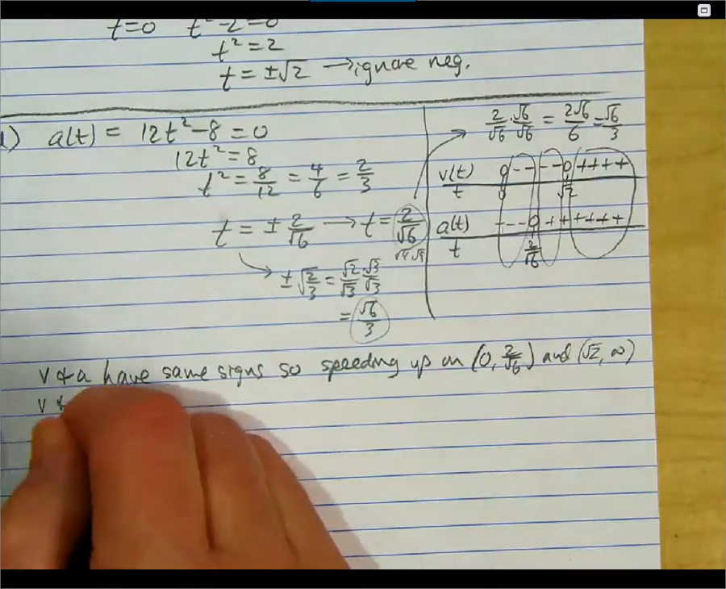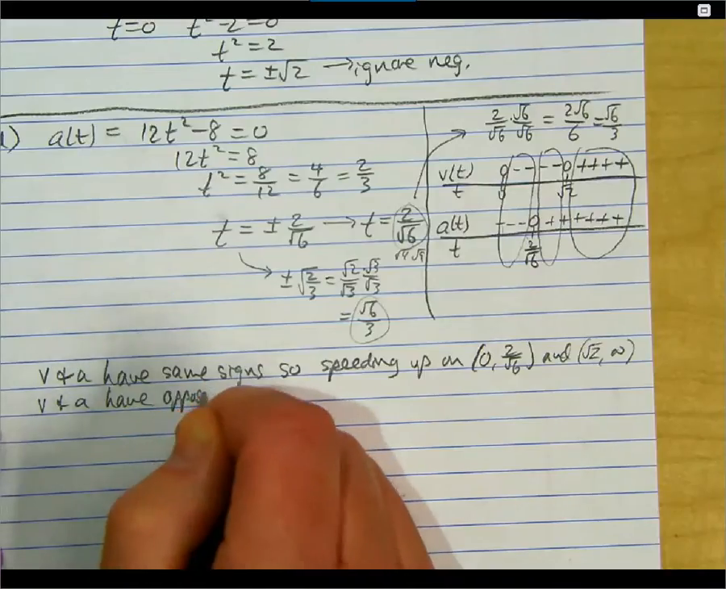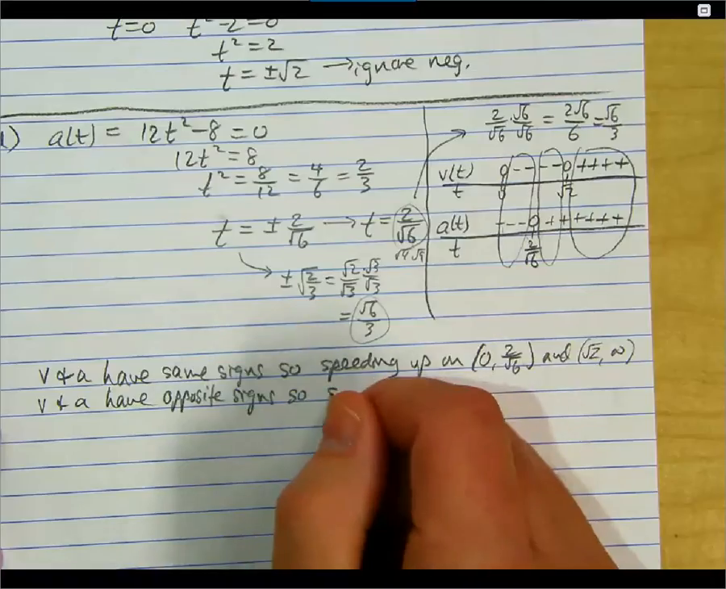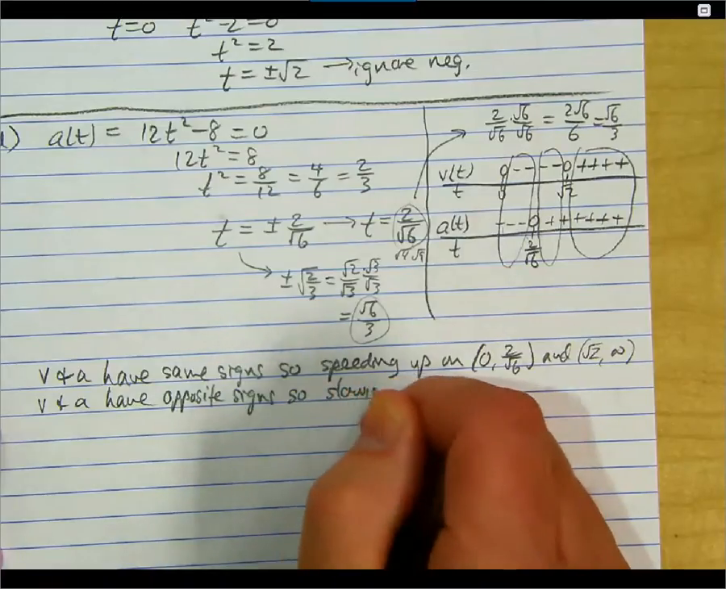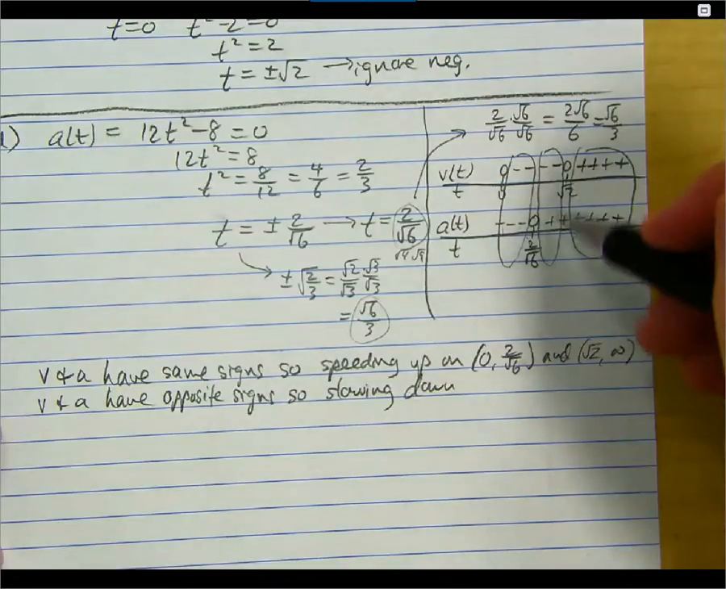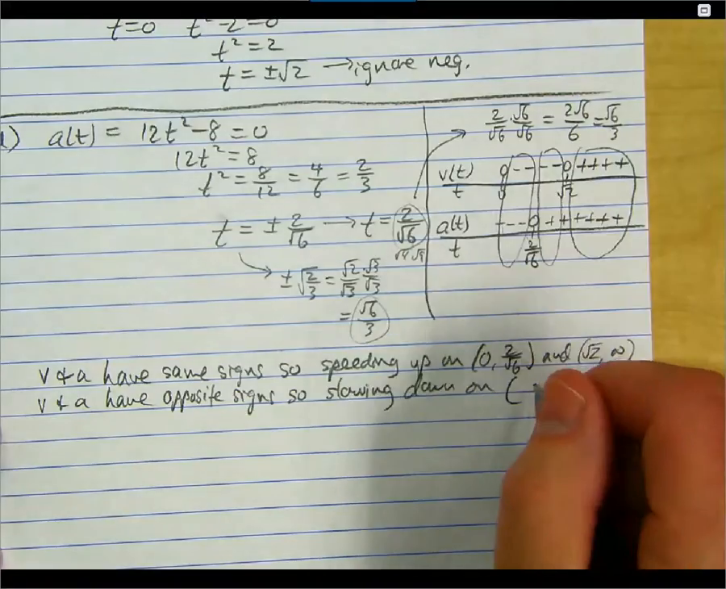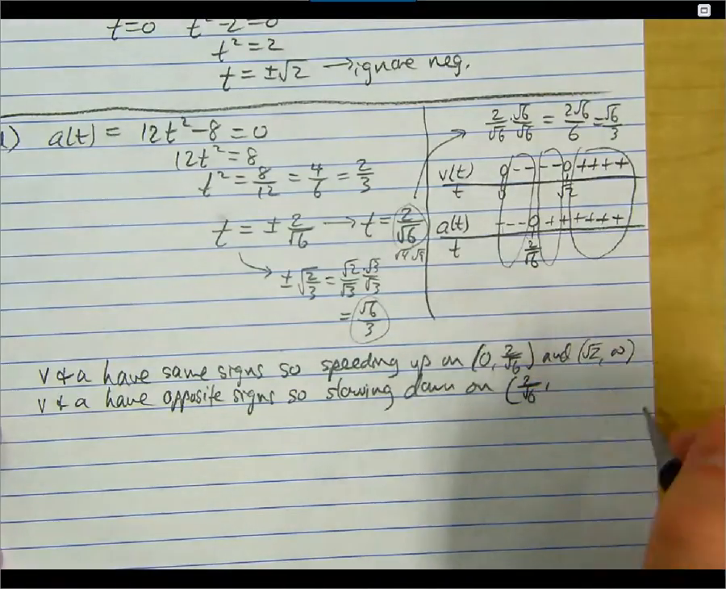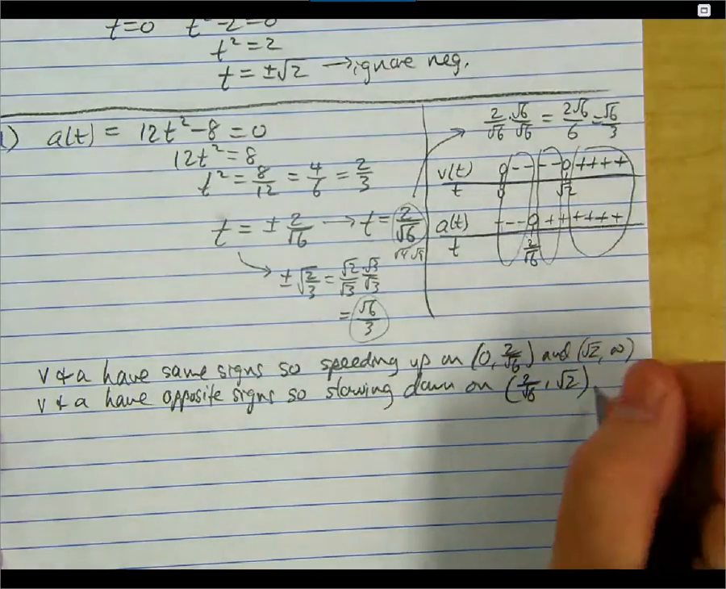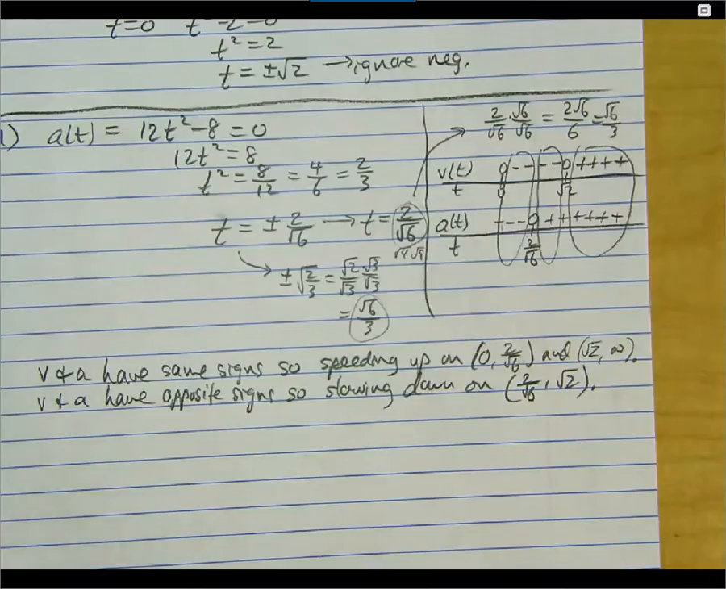And then we'll say V and A have opposite signs. So slowing down on this one little interval in between. And that would be 2 over rad 6 all the way to the rad 2. All right, we have our intervals for speeding up and slowing down.